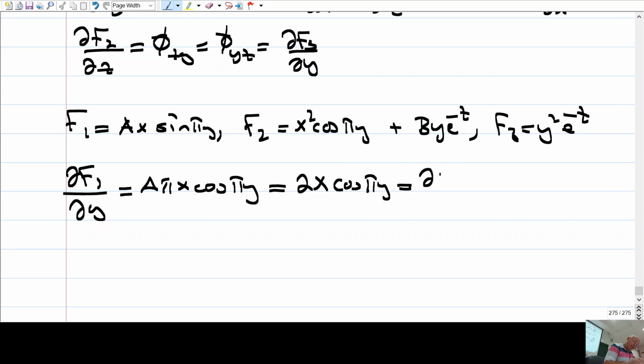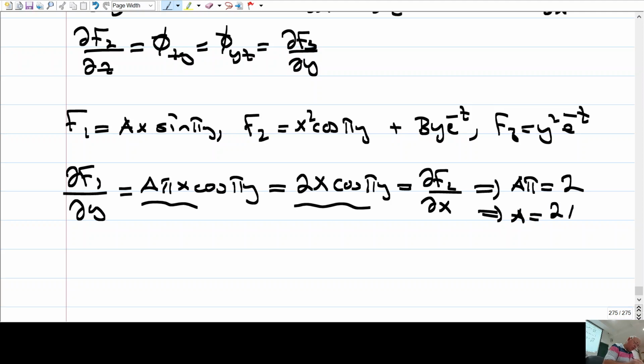So this is del f2 del x. So from this, if you compare these two, you get a times pi is equal to 2, right? Therefore, a is just 2 over pi. Okay.